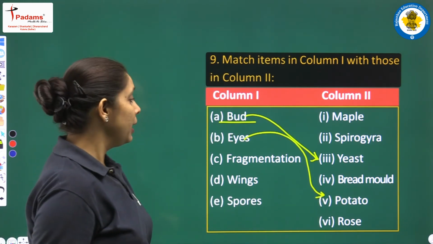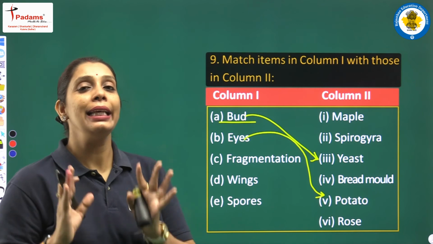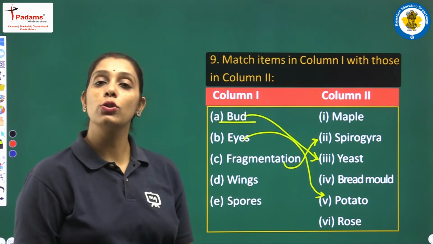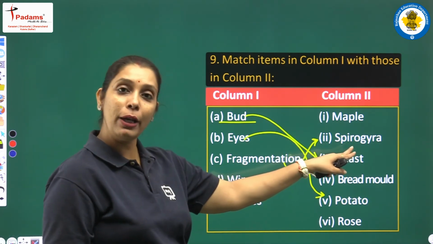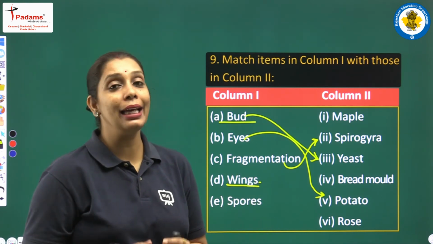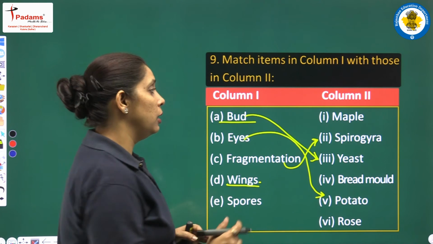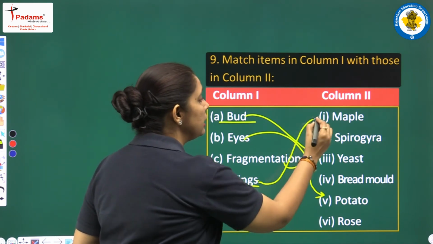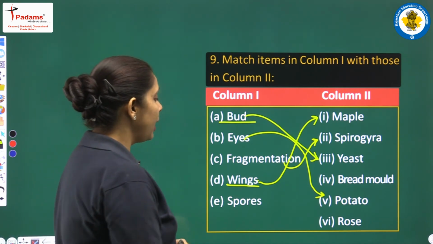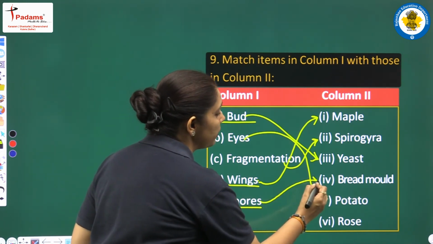Easy one. Okay. Next one is fragmentation. Fragmentation is a type of asexual reproduction in algae, and in Spirogyra we discussed it. So we have to match fragmentation with Spirogyra. Next one, wings. Now in which do wings occur? In which did we discuss it? In seeds. It means these are beneficial for seed dispersal. So here the wings are present in maple seeds. Remember, maple and drumstick seeds. Okay. Next one, spores. Spores we discussed in bread mold.